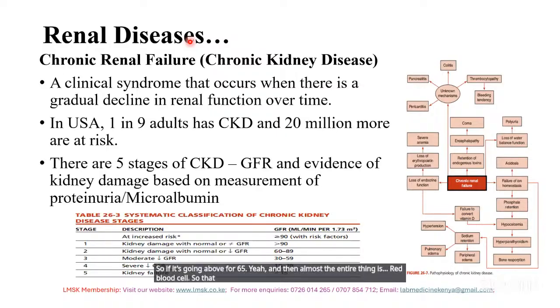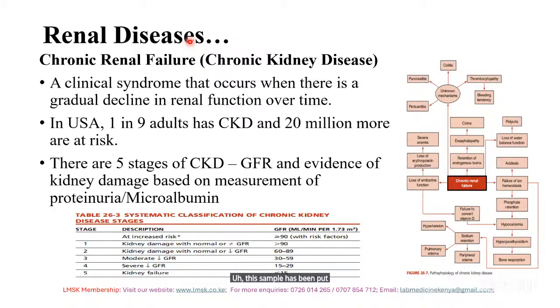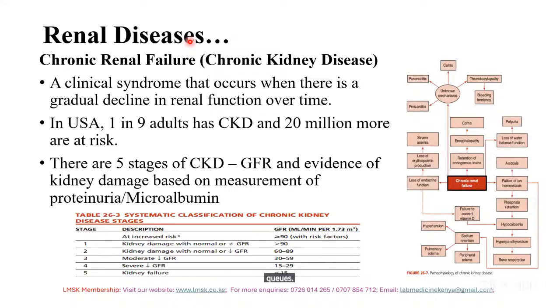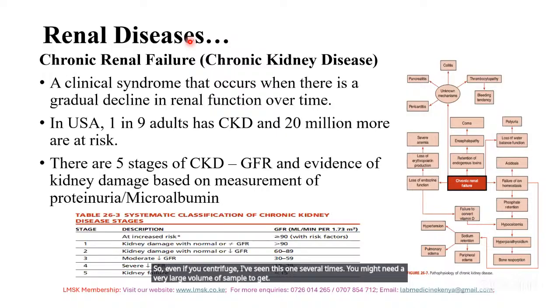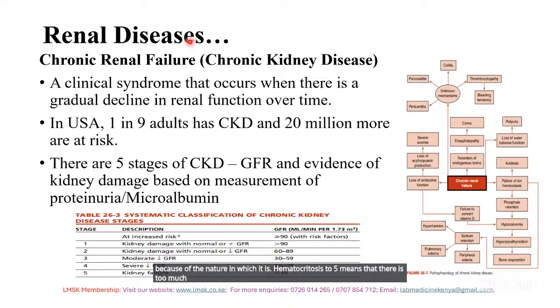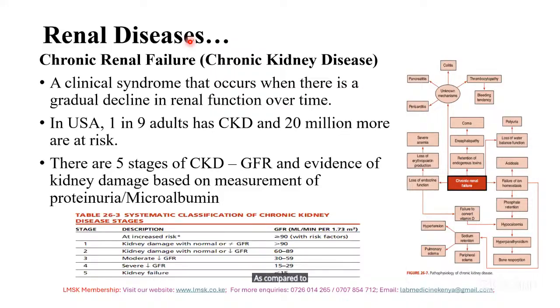So even if this sample has been put somewhere to clot, and newborns are usually like that because the HB is usually very high in those particular kids, even if you centrifuge, I've seen this several times, you might need a very large volume of sample to get a substantial serum to run your tests because of the nature in which it is. Hematocrit of 65 means that there are too many RBCs as compared to other components of the blood.